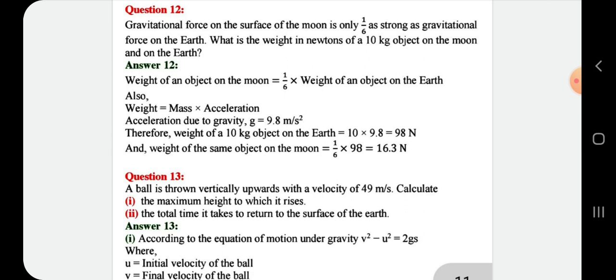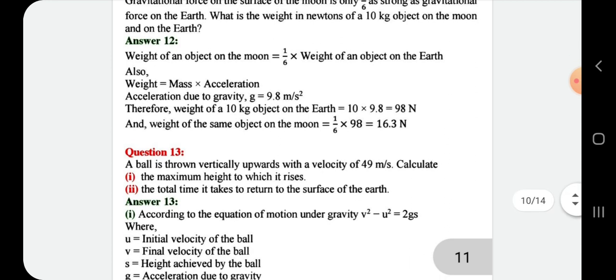So here weight of an object on the moon will be 1/6 of the weight of the object on the earth. Weight is equal to mass into acceleration. Acceleration due to gravity g here is equal to 9.8 meter per second square. Therefore weight of a 10 kg object on the earth is 98 Newton when you multiply 10 into 9.8. So the weight of the same object on the moon will be 1/6 of 98, that is 16.3 Newton.